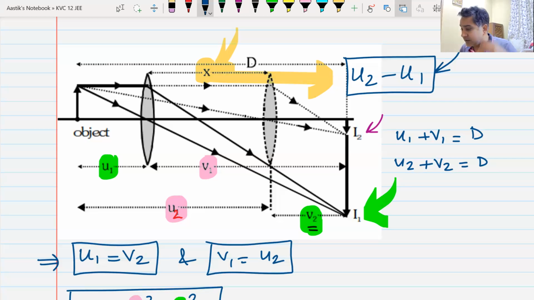And when I calculate, a surprising thing comes. And what is that surprising thing? That this u1, the distance of the object in the first case, comes the same as the distance of the image in the second case. That is the next thing that you have to understand. u1 will always come the same as v2. u1 comes the same as v2, then v1 will come the same as u2. That is the next point that you have to understand in this. u1 numerically is equal to v2. v1 is numerically equal to u2.